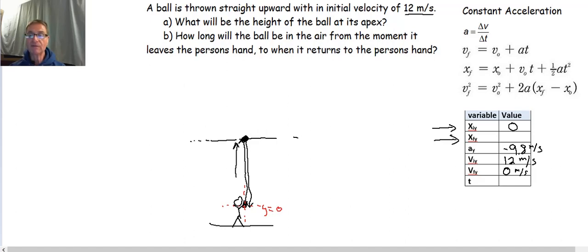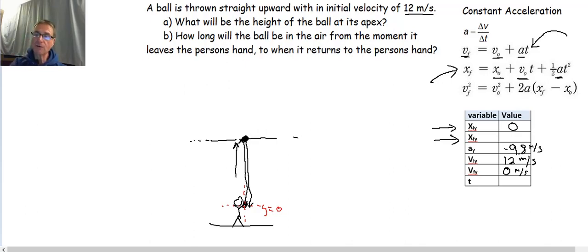Well, I think I've got enough information. I don't have time, but that's okay. Let's see if we can look at our equations and figure out what we can use. First, I'm going to look at this equation, see if I can figure out x_f that way. Well, I need to know my initial position, which I know, my initial velocity, which I know, my acceleration, which I know, but I don't have time. Could I get time? Yes, I could. I could use our second equation and get time that way, right? Because I know my final velocity, my initial velocity, and the acceleration. So I could get time that way and figure it out.